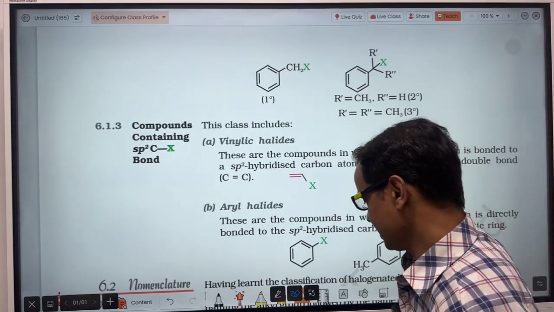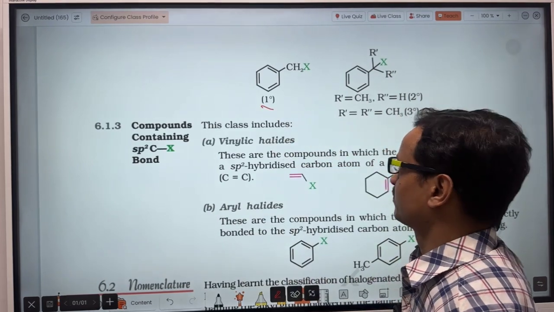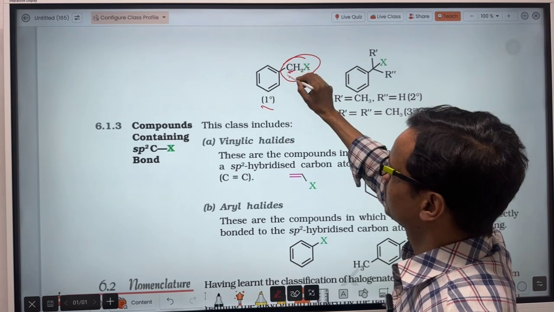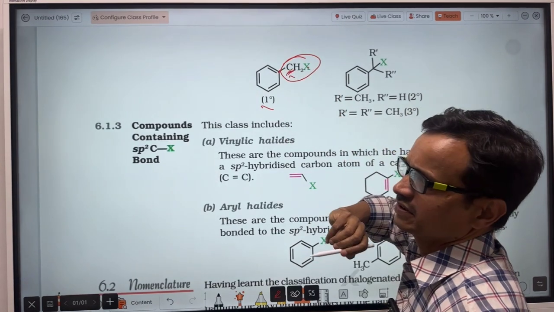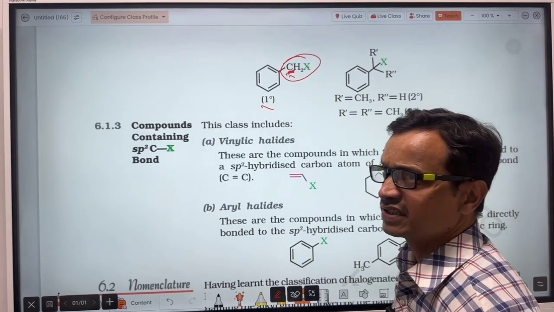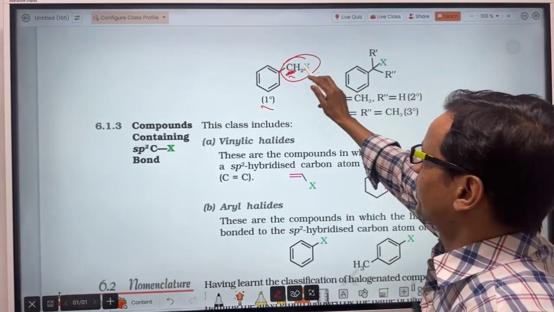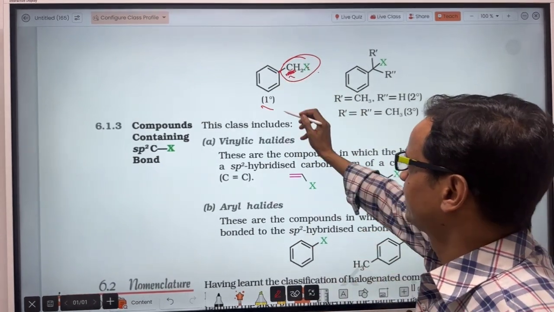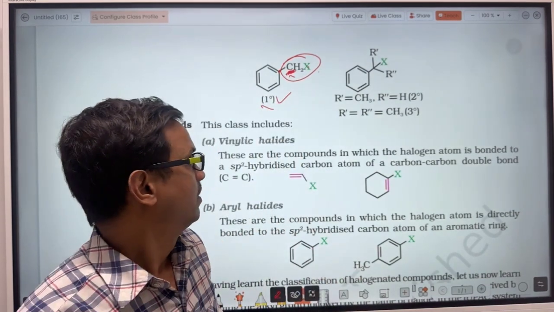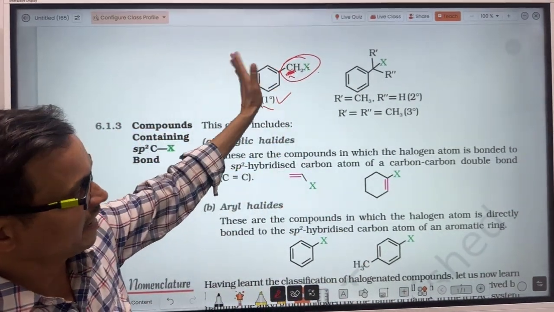Benzyl halide or benzylic halide can also be classified into primary, secondary, tertiary. Here it's primary because this carbon atom is bonded to only one carbon. Because this carbon is bonded to only one carbon, this carbon is primary carbon, and halogen is bonded to a primary carbon. So that's why this is 1 degree benzyl halide, or primary benzyl halide.